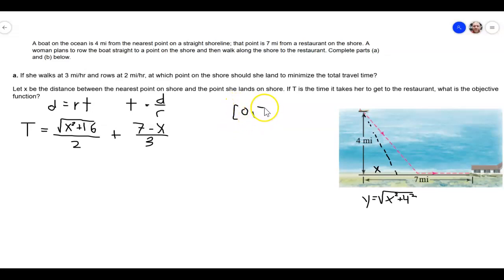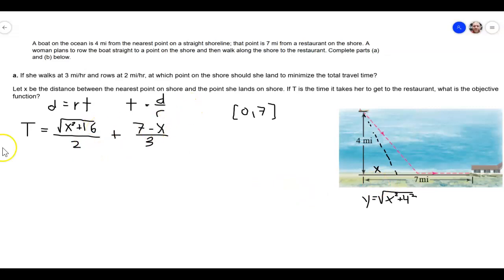Now, why is this important? Because when we get our critical values at the end, we want to make sure that they're between 0 and 7, because it doesn't make sense to have any negative values, because we can't go a negative distance. And it doesn't make sense to have any values bigger than 7, because there's no possible way that we can walk more than 7 miles, right? We're not landing anywhere over here.